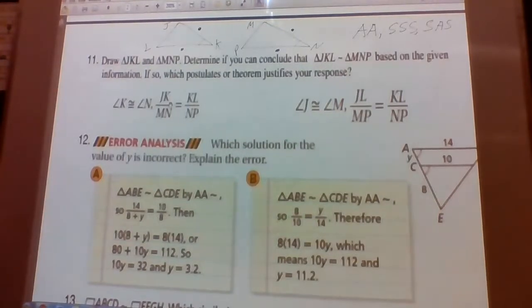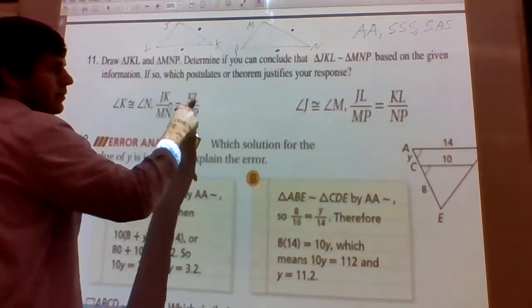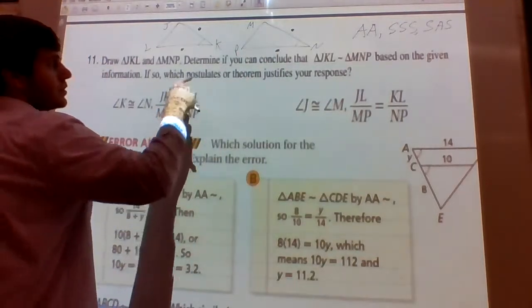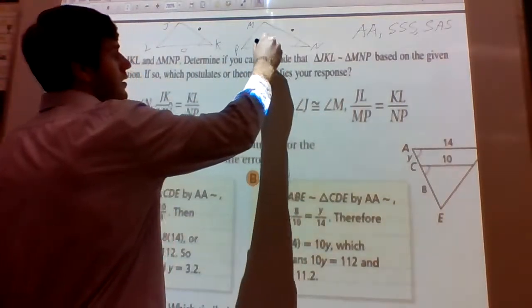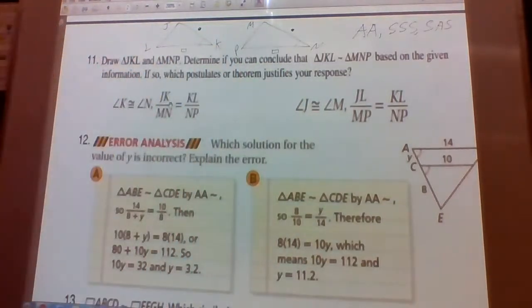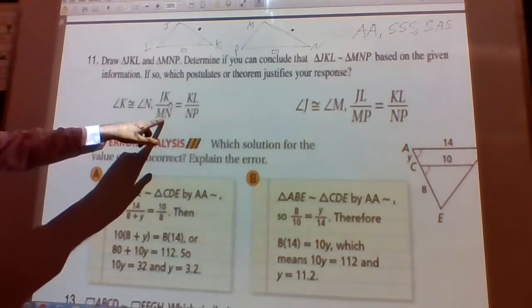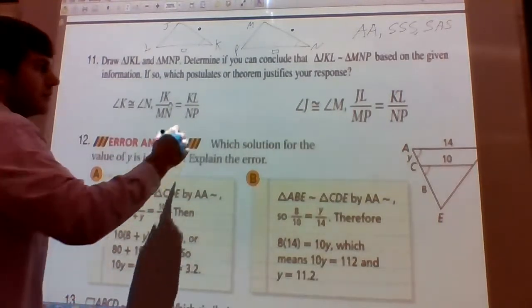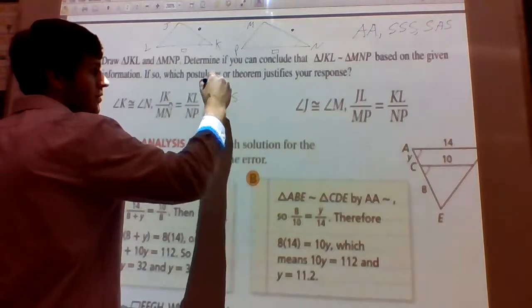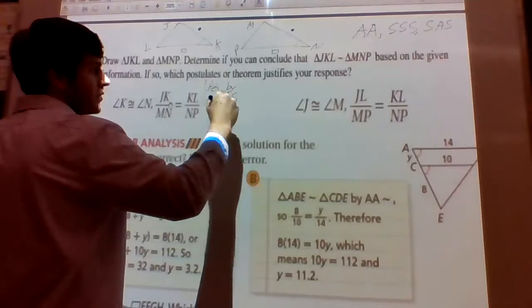So here we have one pair of angles, and then we have two pairs of sides that are proportional. JK and MN are corresponding sides whose ratio is equal to that of KL and NP. So we can use side-angle-side to say yes, by side-angle-side.